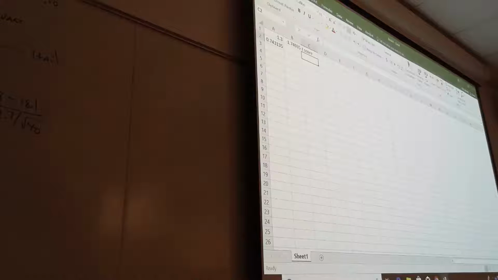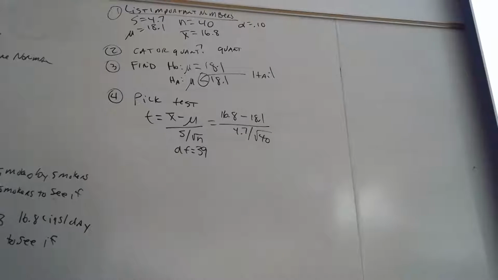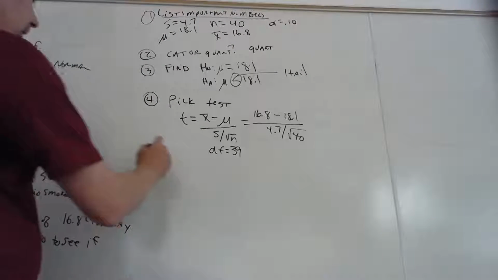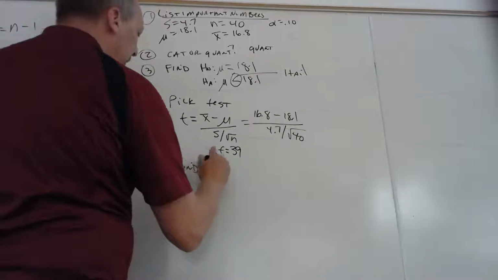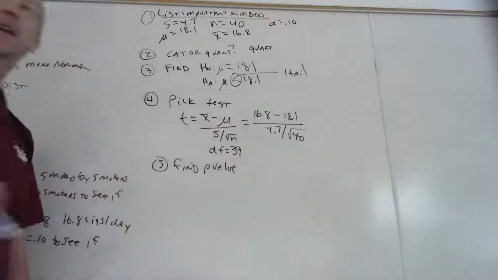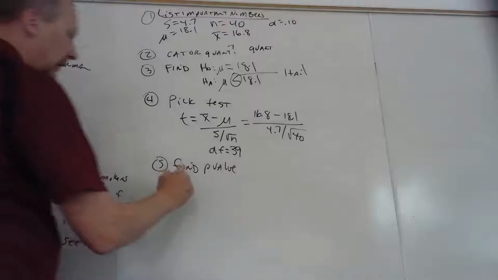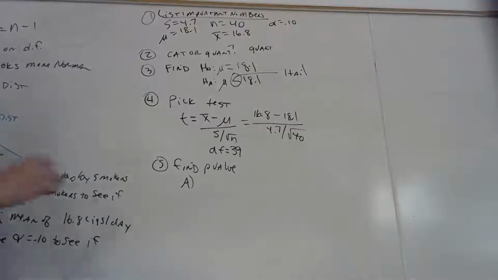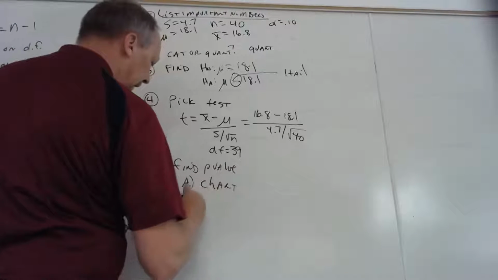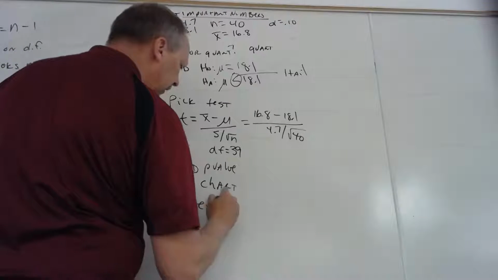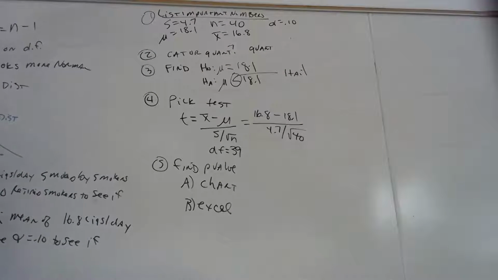Step number 5, Kara, is what? Find the p-value. Now, we have 2 different methods, and I'm going to show you them both today. What are the 2 methods? Chart or Excel. One of the things I think you're going to find today is Excel's probably going to be a little bit easier than the chart. Quiz on Monday is going to be on the chart though, okay? So that's why I gave you all the formula sheets. So let's do the chart first.